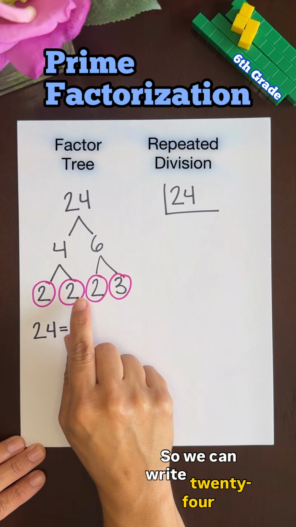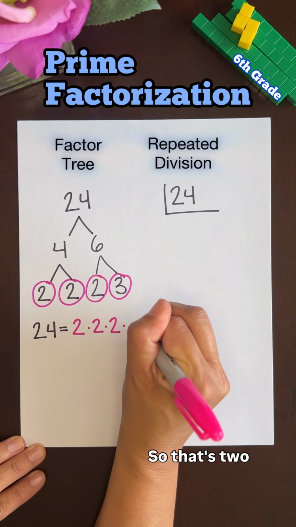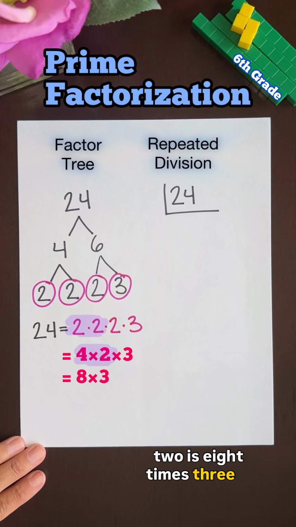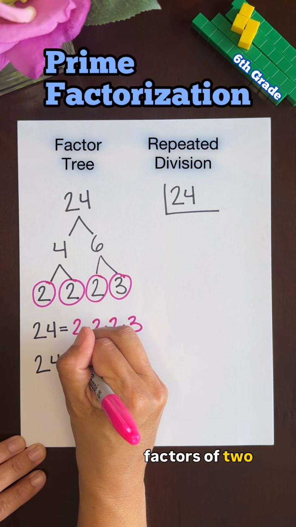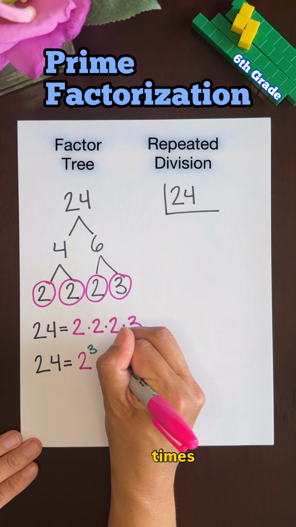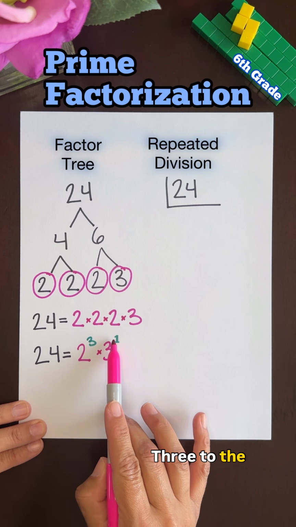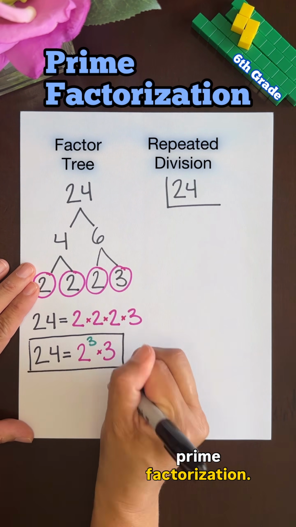So we can write 24 as the product of its prime factors. So that's 2 times 2 times 2 times 3. And let's check. 2 times 2 is 4, times 2 is 8, times 3 is 24. And since we have 3 factors of 2, we can simplify this as 2 to the third power times 3. And since we only had one factor of 3, 3 to the first power is just written as 3. So this is called our prime factorization.